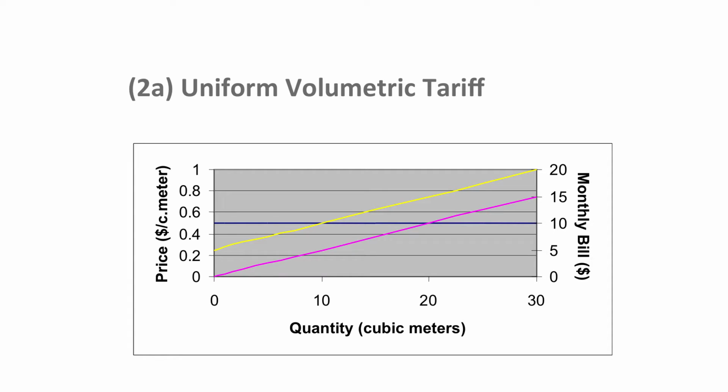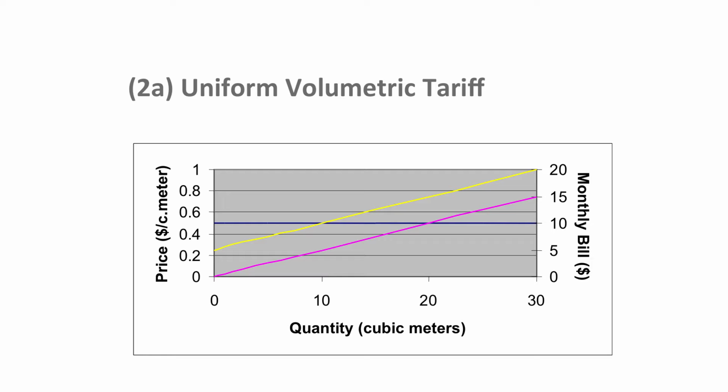The pink line shows that the volumetric component of this two-part tariff increases linearly as water use increases. Finally, the yellow line shows your total monthly water bill increasing linearly from a starting point of $5. That's the fixed charge that you have to pay regardless of the amount of water you actually use each month. In effect, the fixed charge shifts the pink line up by a fixed amount of $5 at every quantity of water use.